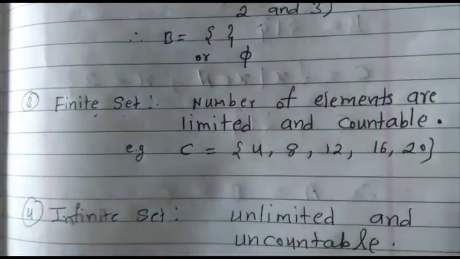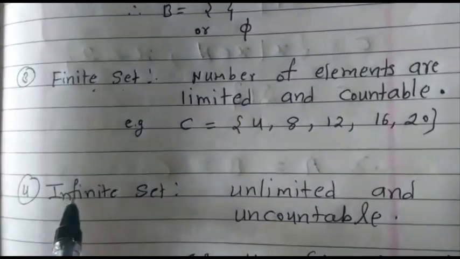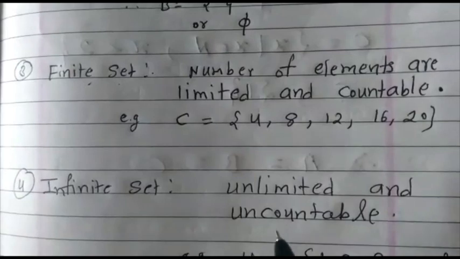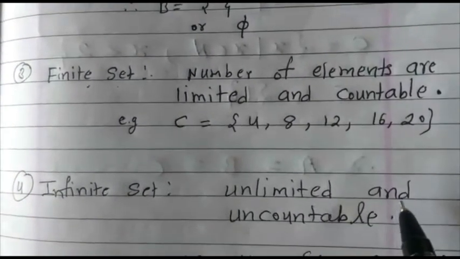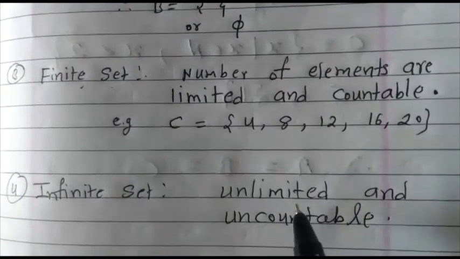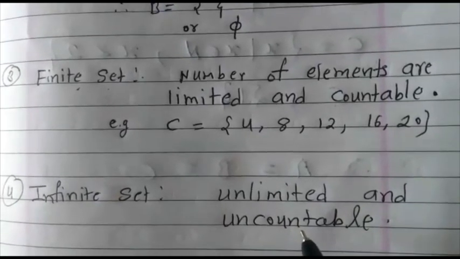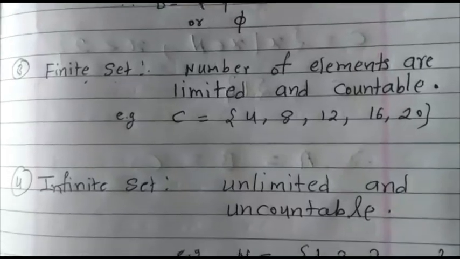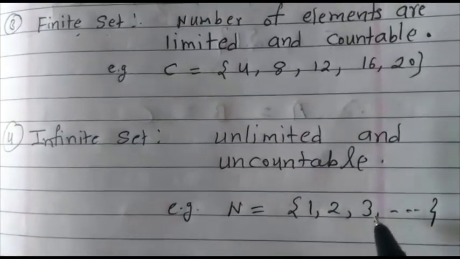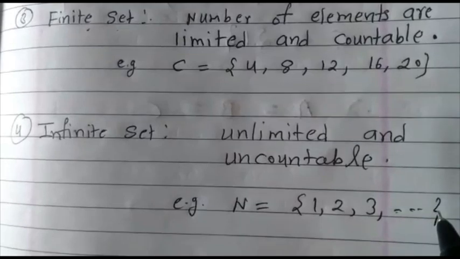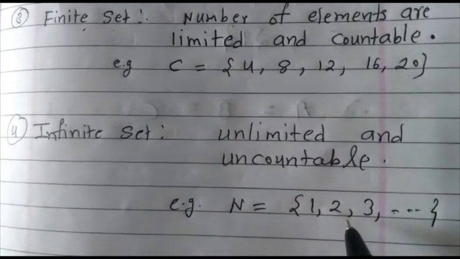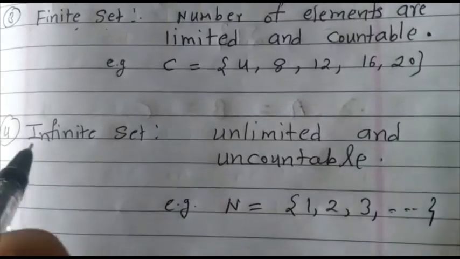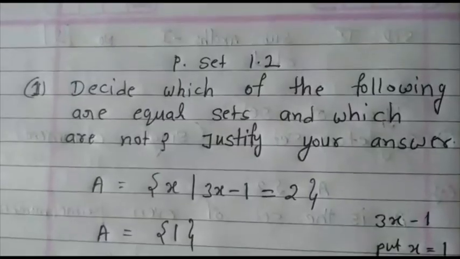Now come to the next, the infinite set. Infinite means what? We are not able to count. Otherwise, what do we have to say? Unlimited and uncountable. That means we are not able to count the elements. For example, N is equal to {1, 2, 3, ...}, that means etc. So this we are not able to count. That's why it is known as an infinite set.